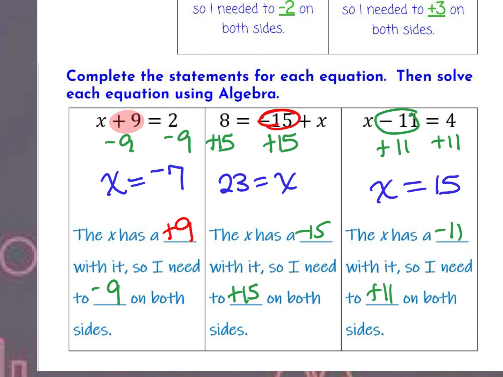And remember that we can always go back and check our answer by putting it in the equation. If we did 15 - 11, does that equal 4? Yes, it does. That's how we know we did it correctly.